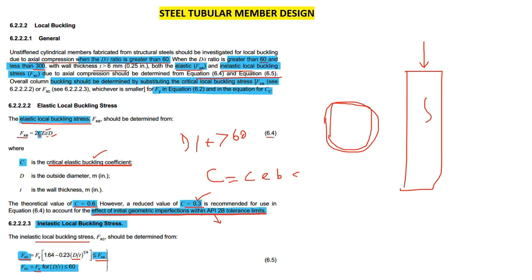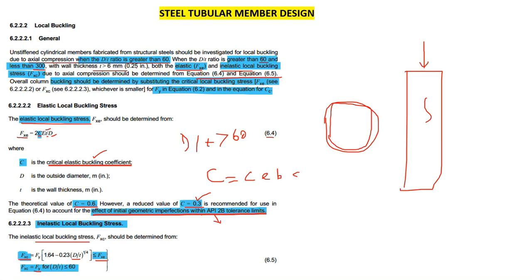6.4 and 6.5, these two are given here. There are conditions. What are the conditions? D/t should be more than 60 and D/t should be less than 300. If it goes more than 300, then there is something called API 2U. There is one more code that we need to follow for calculating the elastic and inelastic local buckling stresses.